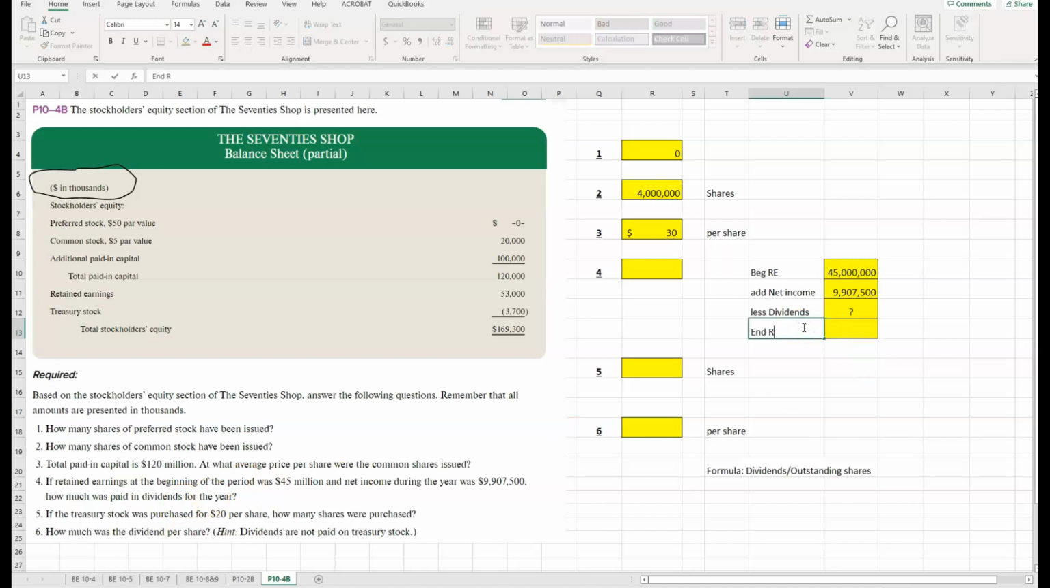Equals ending retained earnings. We do know ending retained earnings because we have it here. It's 53 million. Remember, 53,000 plus 3 zeros. So now we just solve for x. 45 million plus 9,907,500 minus x equals 53 million. So when you solve for x, you move x across. Once you solve for it, the dividends paid for the year are 1,907,500. And you could put this in here and make sure that it all added up.